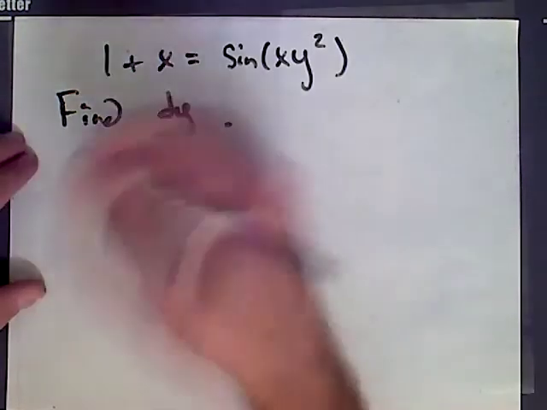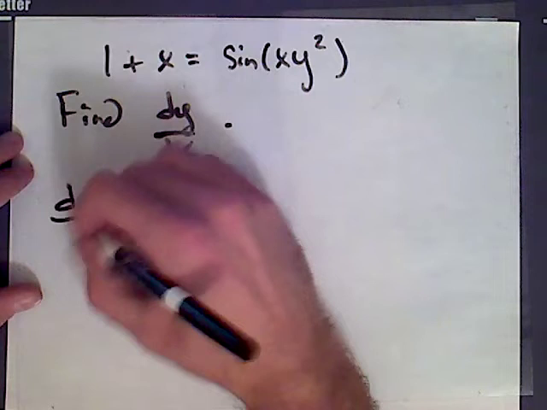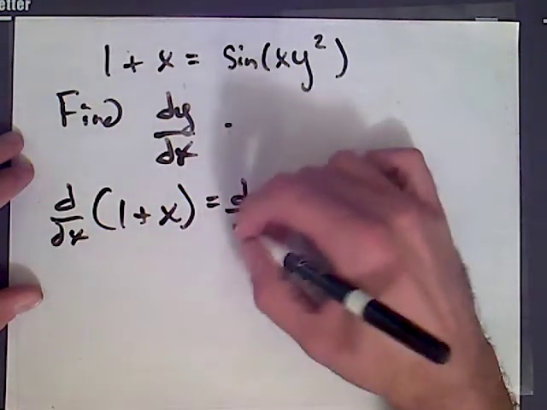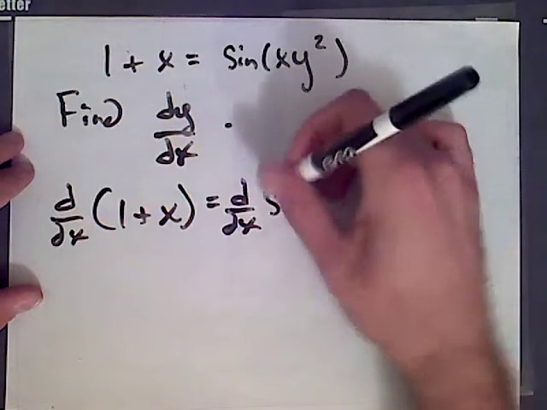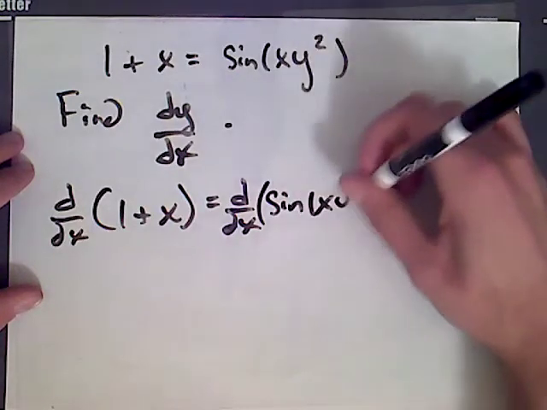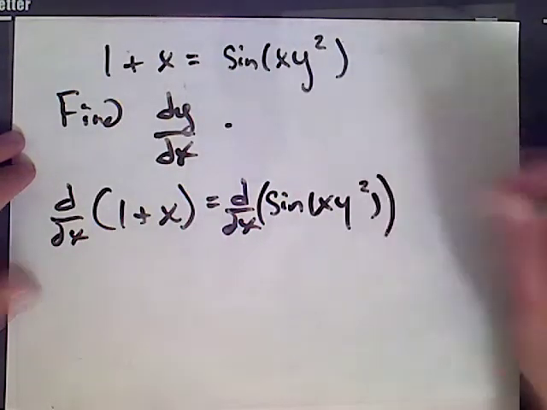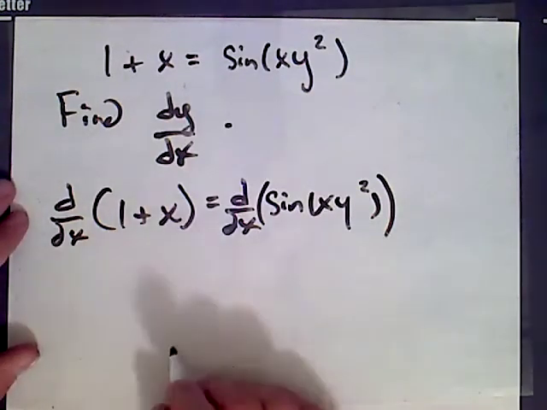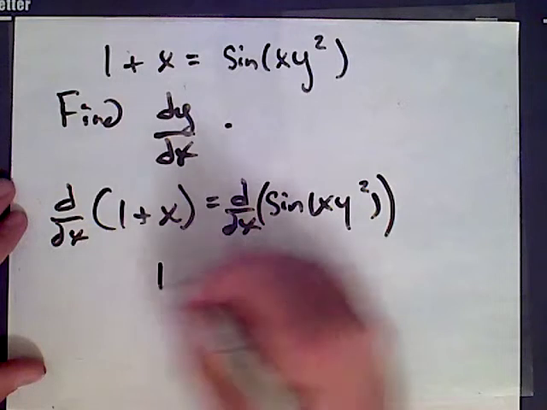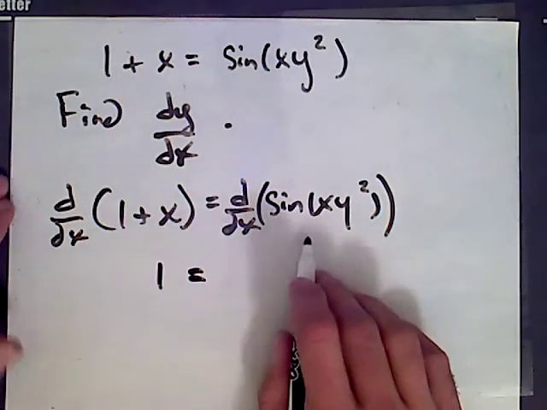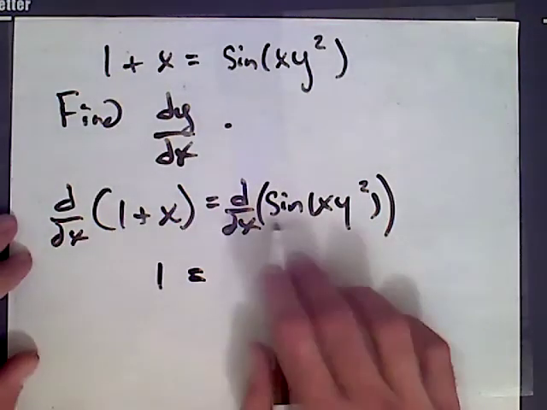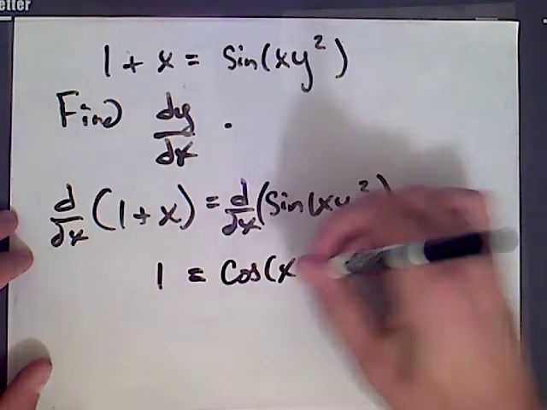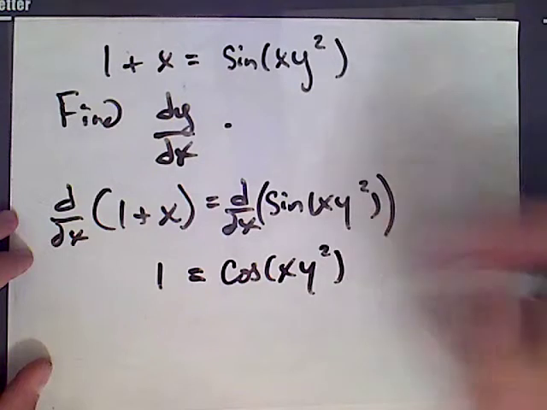Okay, so what we do is we take the derivative of the left side and the right side. Differentiating both sides of an equation will give you another equation. So here the derivative of 1 is 0. The derivative of x is 1, equals. Here we're going to need to use the chain rule. So first of all, the derivative of sine is cosine. And then we'll put in what's in the brackets of sine up here.